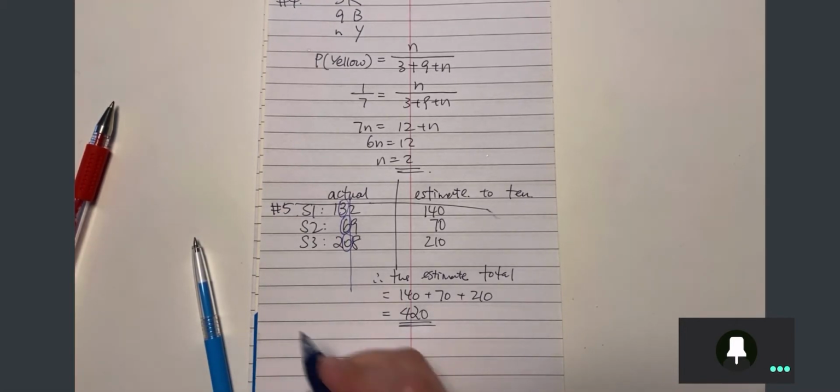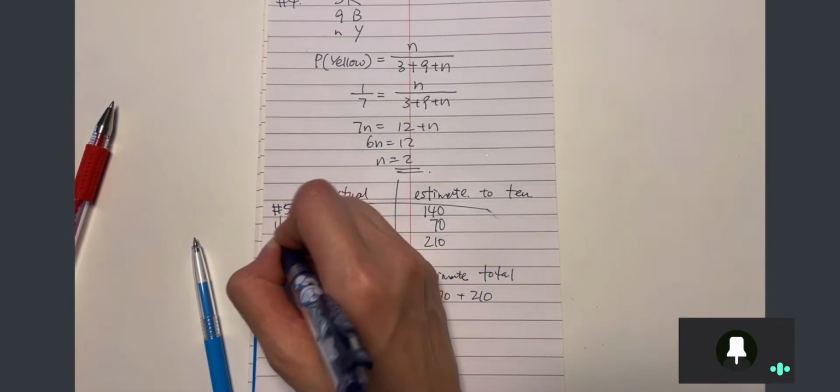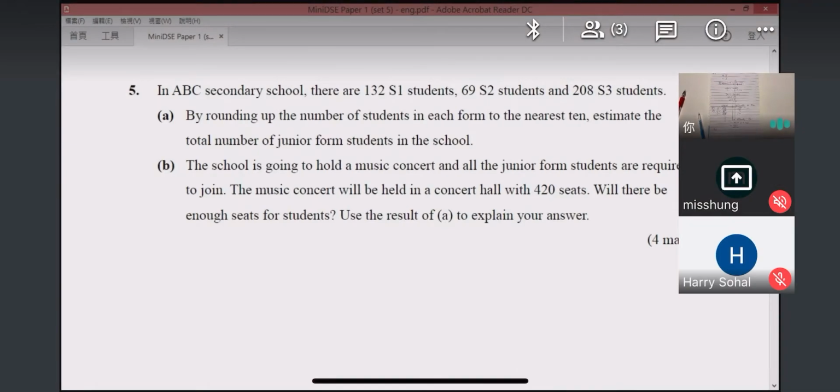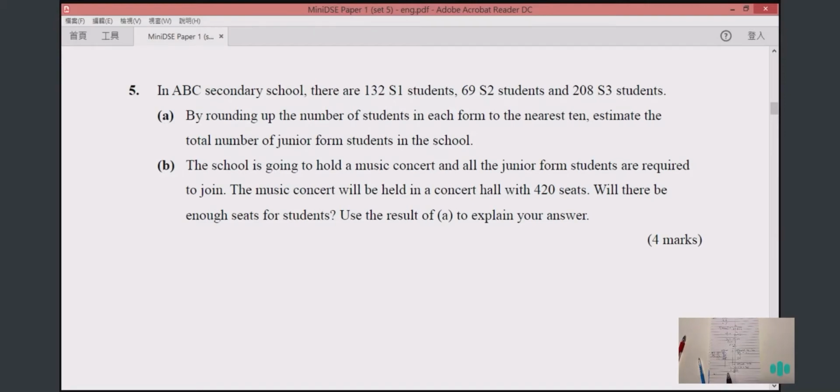Okay, and then for part B, just do the explanation because it says that the school is going to hold a music concert. Take a look at the question. It's going to hold a music concert, and all the junior form students, that means the Form 1, 2, 3 students, are required to join. And then the school hall will have 420 seats. Will there be enough seats for the students?